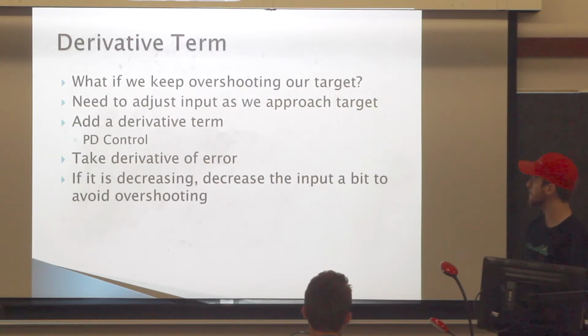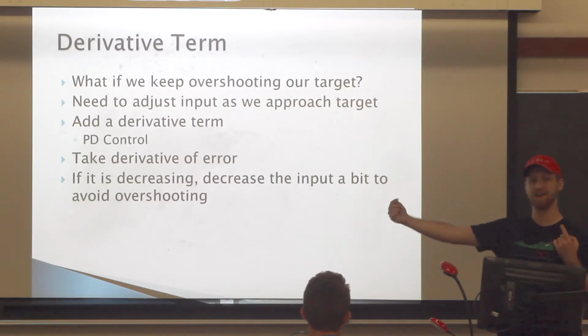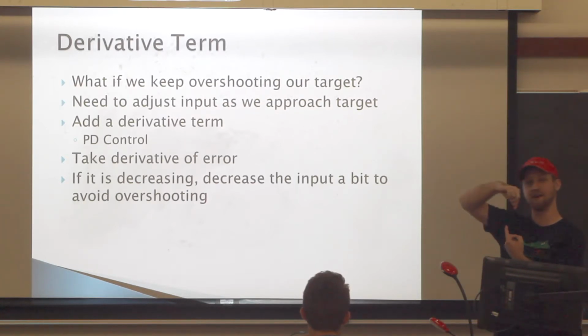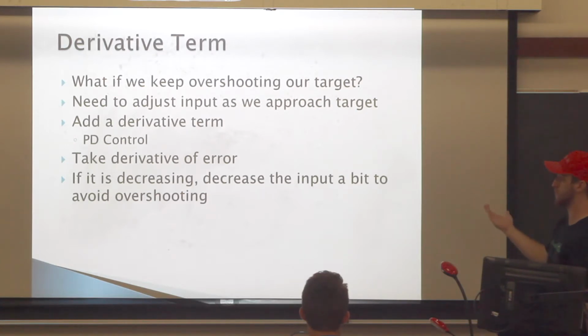But what happens if we overshoot? Let's say we don't slow down fast enough, and we just run right past them, and then start coming back again. And then we're running towards them, and then they run past us, and we turn around again, and you just keep going back and forth like that. Well, we need to adjust our input as we approach, so we don't overshoot.